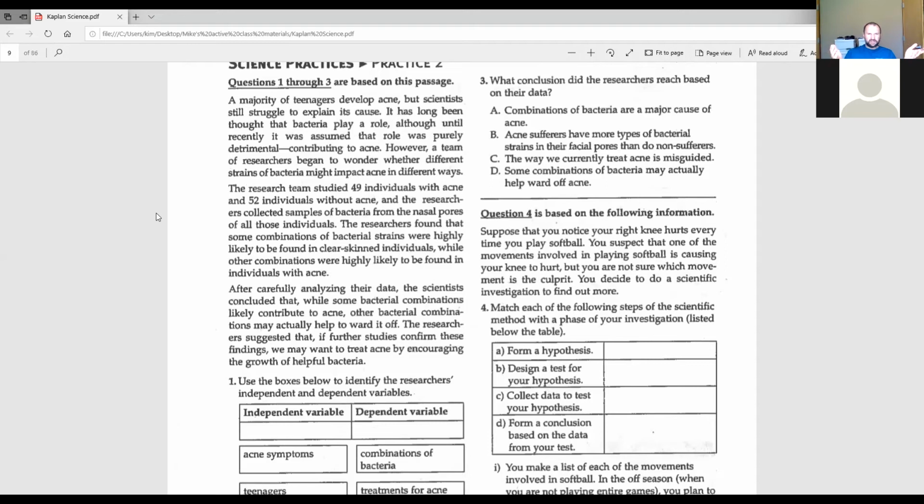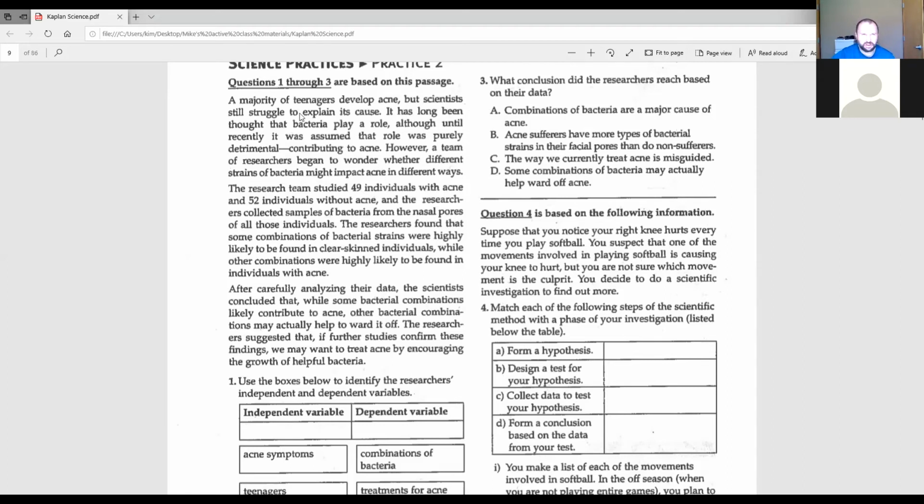what impacts acne? So what leads to people having acne versus not, right? That's the question. What is their prediction? In other words, what do they guess is going to be the answer to the question?